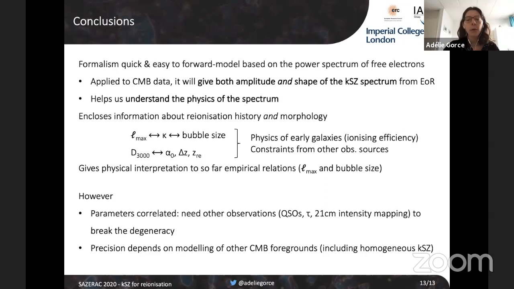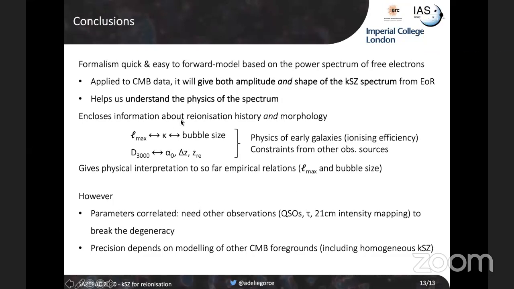So that in turn you can combine data from CMB small scales with other types of observations, such as astrophysical observations, tau, or 21 centimeter intensity mapping. Thank you for your attention. If you have questions, I'd be happy to hear them.